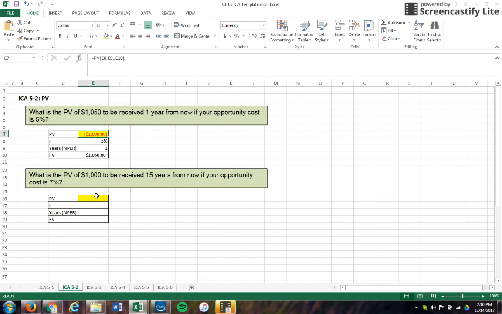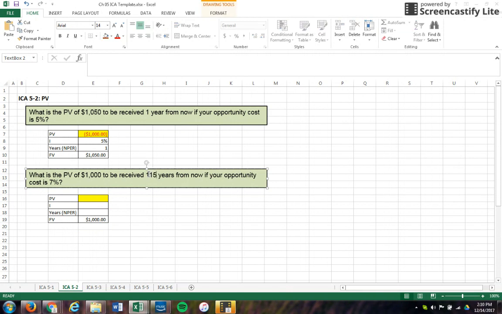Well, let's do it for the next one. What is the present value of $1,000 to be received 15 years from now if your opportunity cost is 7%, or if the interest rate in the bank would be 7%? So again, we want to know what we would have to deposit in the bank today if we're going to have $1,000 in the future. So we know our future value is 1,000. We know number of periods is 15.